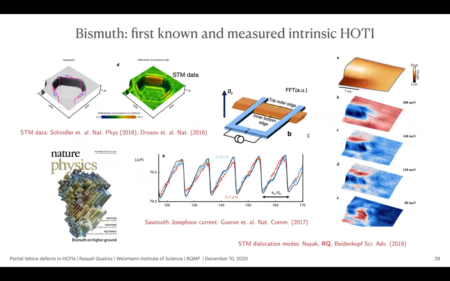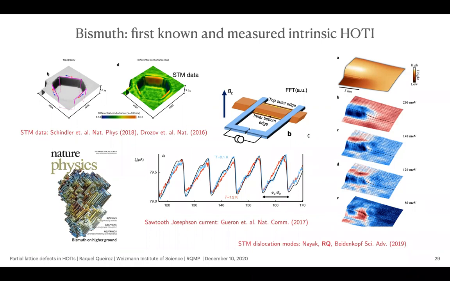So the first material to be a higher order topological insulator is bismuth, and it was measured as well. There are a few different experiments that have seen one-dimensional helical modes in bismuth. And this was a paper in 2018. It made the nice cover of Nature Physics.